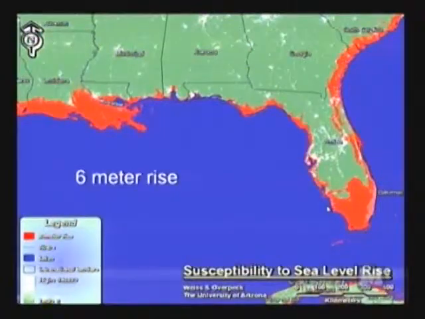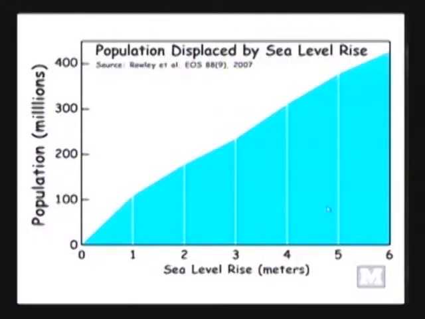Now, worldwide, this is a graph that shows you the population of the globe that would be displaced by given amounts of sea level rise. And the 1 meter of sea level rise, which I think is a very likely number for the end of this century, will lead to the displacement of 100 million people who live essentially at sea level. And a 2 meter rise is almost 200 million people. And as you can see, the higher the rise, the more are displaced.